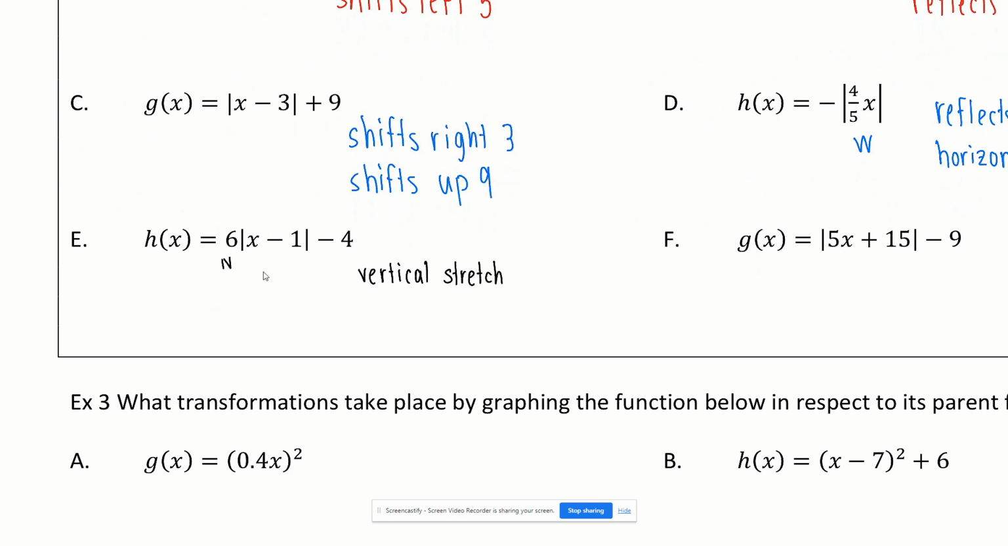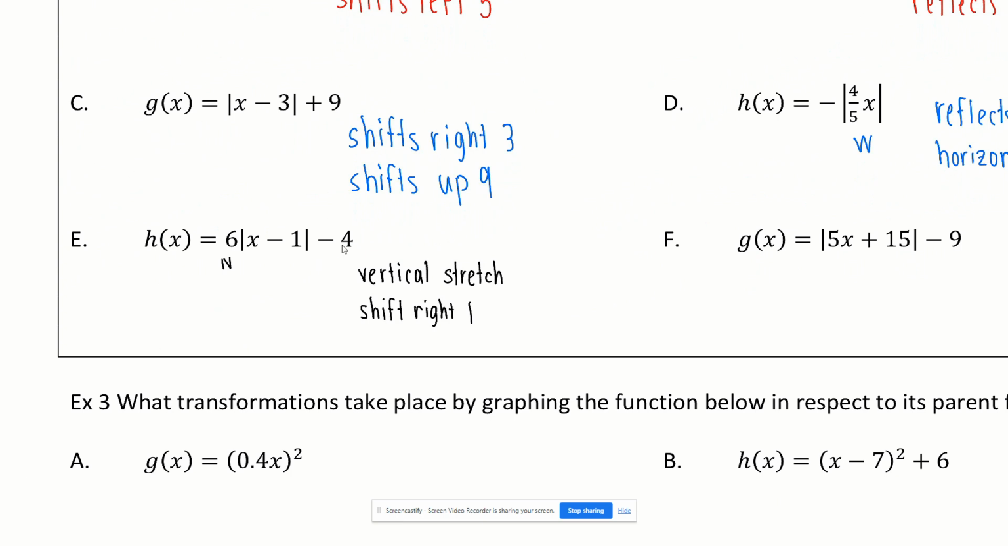Okay, this minus 1 is subtracting inside. That's horizontal shift. It's the opposite, so that looks like a negative 1. So it's a positive 1 horizontal shift. That's a shift to the right 1.